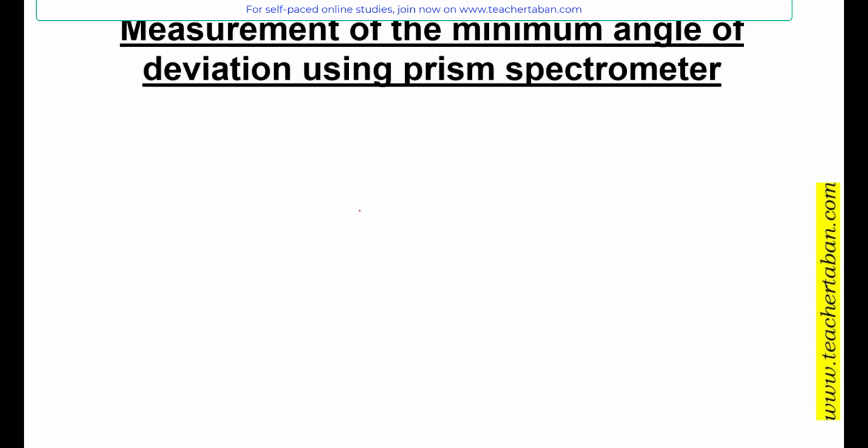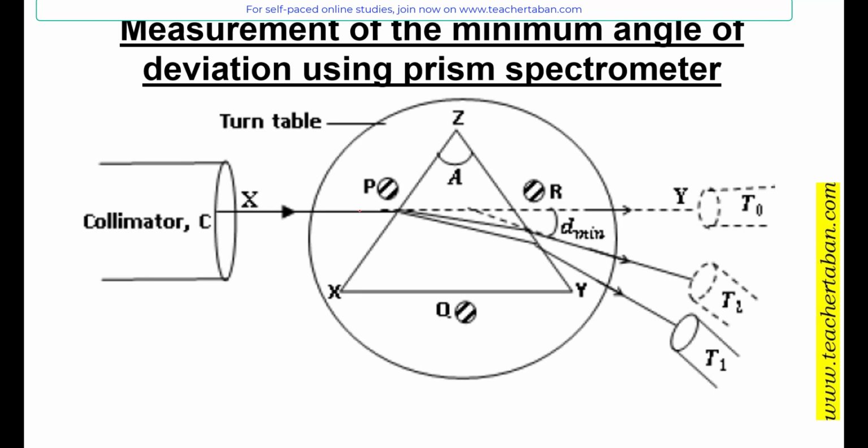So after having seen how to measure the angle of the prism, let's now turn to measurement of the minimum angle of deviation using a prism spectrometer. Remember that the angle of deviation is defined as the angle between the original direction of the light ray and the final direction of the light ray. In other words, from this diagram here, we can see that originally the light was coming from point X, from the collimator, up to point Y, where we have the telescope. Always, that is where we begin from.